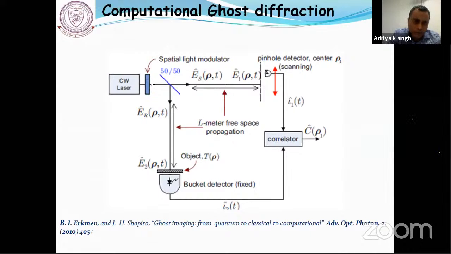If you remember the earlier slide, there we had the rotating ground glass, but now this rotating ground glass is replaced by a diffractive element like a spatial light modulator, and using this spatial light modulator, we give a random pattern as a sequence. For each random pattern, we measure the correlation, and then this is repeated. So your spatial light modulator is creating, manipulating a correlation.